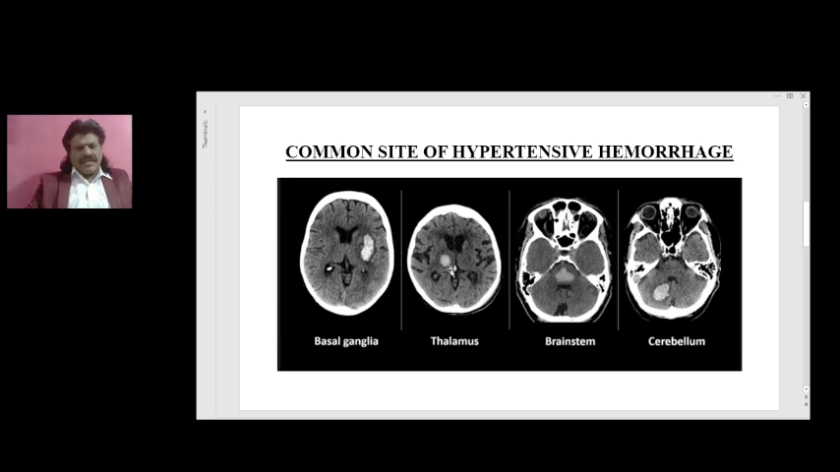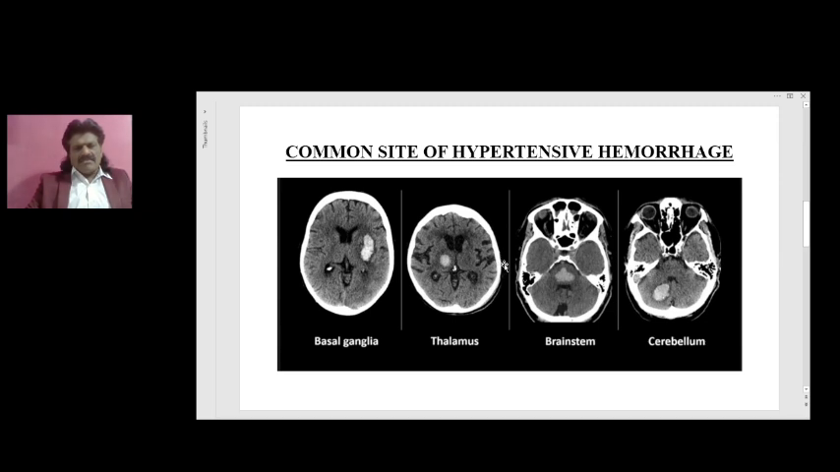Then we have the bleed in the thalamus. If there's a hemorrhage in the thalamus, again we have to suspect a hypertensive hemorrhage. It is easy to identify the thalamus: just follow the third ventricle. By the side of the third ventricle lies the thalamus. So if there's a bleed in the thalamus area, it is again suggestive of hypertensive bleed.